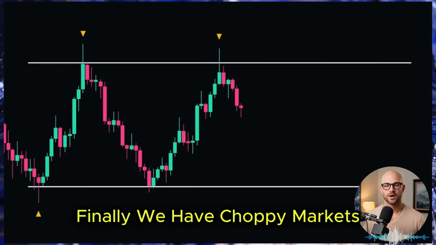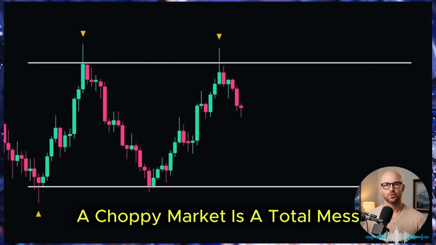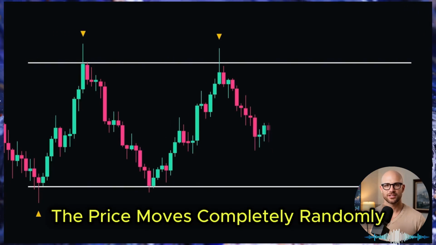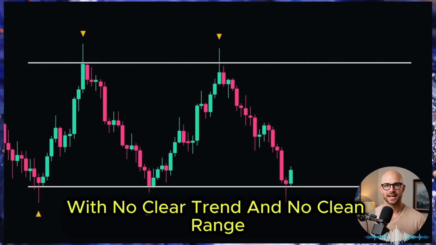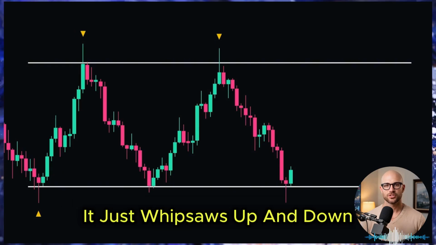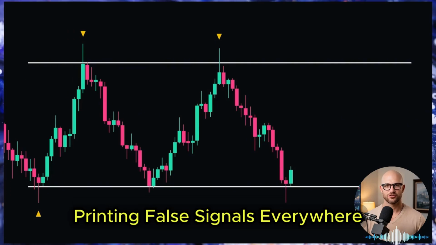Finally, we have choppy markets. A choppy market is a total mess. The price moves completely randomly, with no clear trend and no clean range. It just whipsaws up and down, printing false signals everywhere.